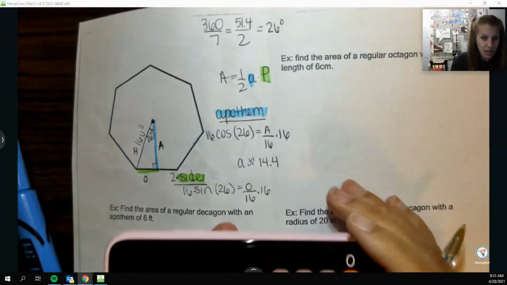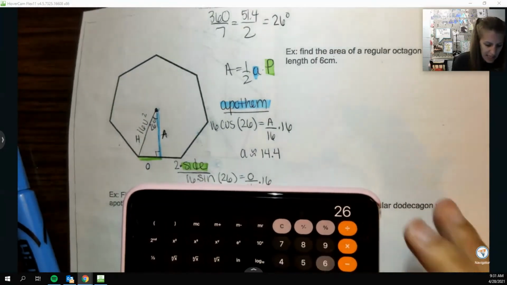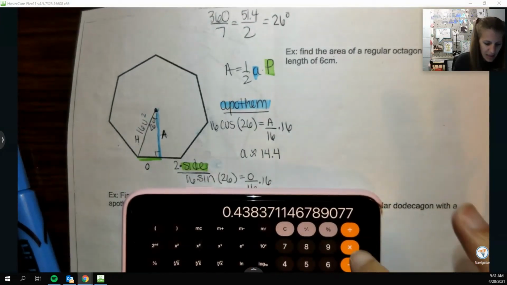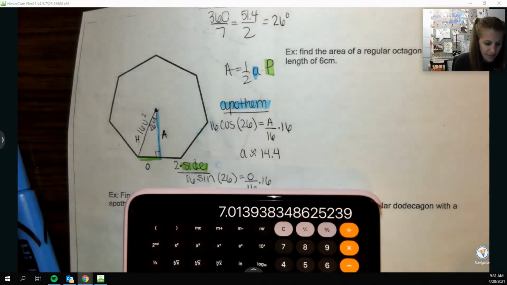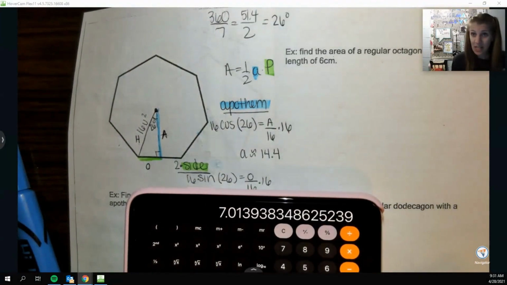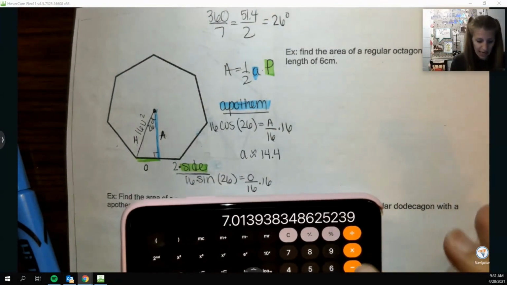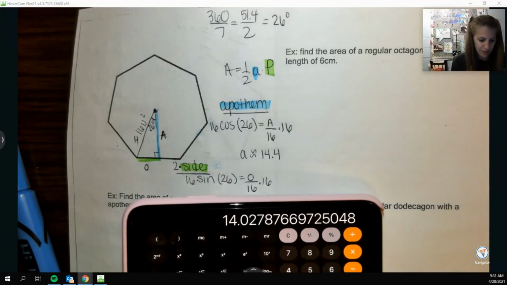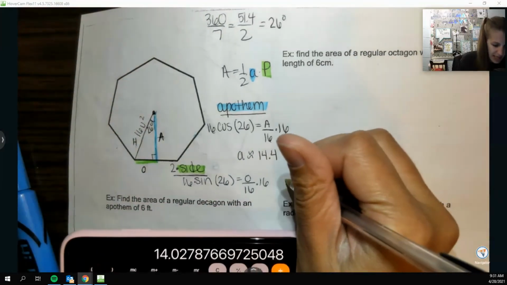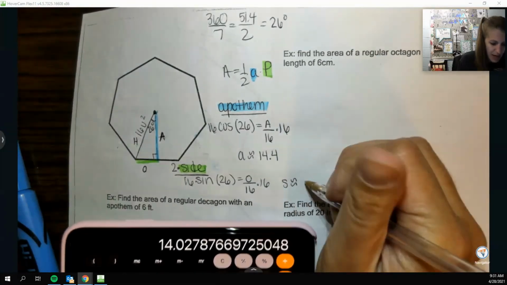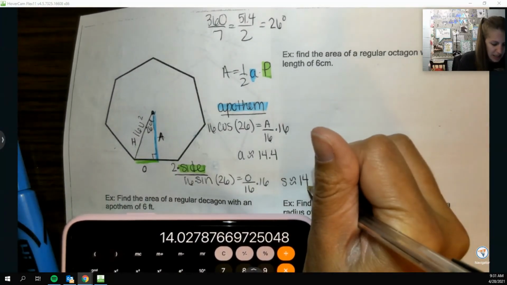And so when I do this on my calculator, we'll have 26 sine times 16. Then I'm going to have to double it to get the full side. So times by 2. And so we end up with our side being approximately 14.